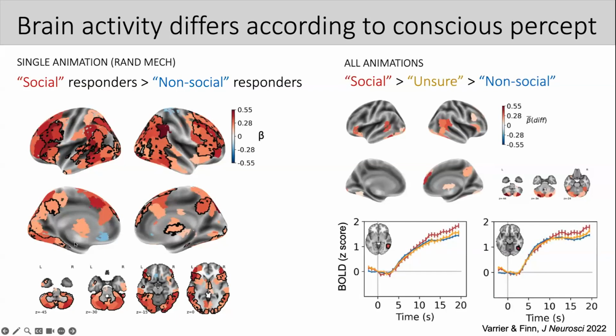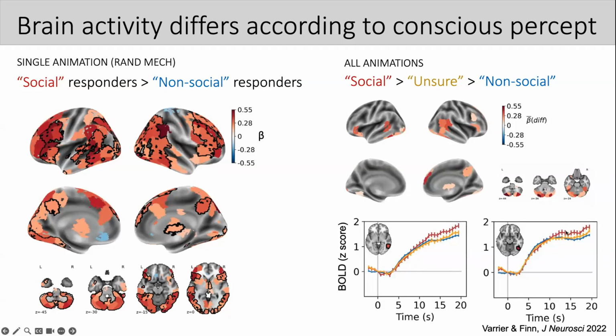And if we look across all animations, we can also leverage these unsure responses to get a sort of vaguely parametric idea of which brain regions might be responding parametrically to the amount of social evidence. So if we do this kind of two-part contrast, where we look for regions that are most active in the people that responded social, intermediately active in the people that responded unsure, and least active in the people that responded non-social, we can pick up on a subset. So, I don't know where my pointer is, here it is, a subset of the regions that we found in this first analysis that show this kind of parametric response to degree of social evidence, let's say.